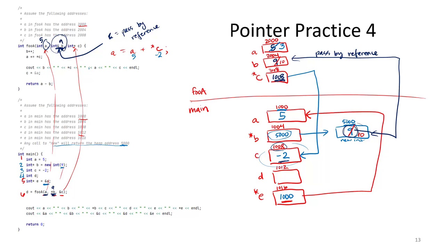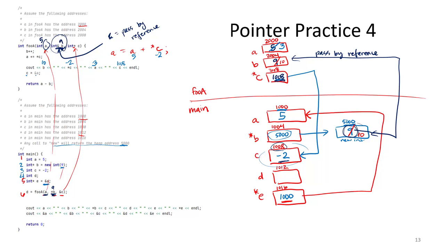Next, we have a cout statement, so let's determine those outputs. We have b, which will be 10, asterisk c, which is what c is pointing at. That will still be -2. A is now 3, and the value stored in C, notice that is just the memory address that C points at, so that will be 1008, because C currently holds the memory address 1008.